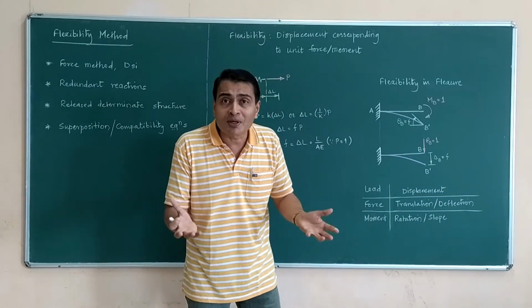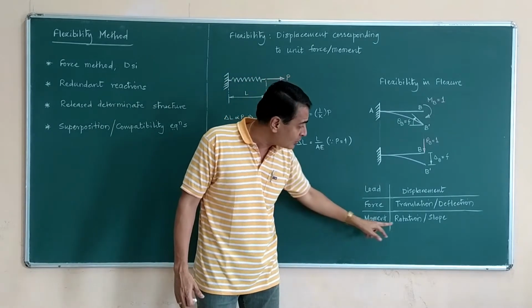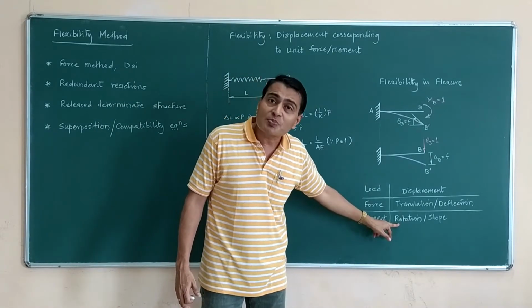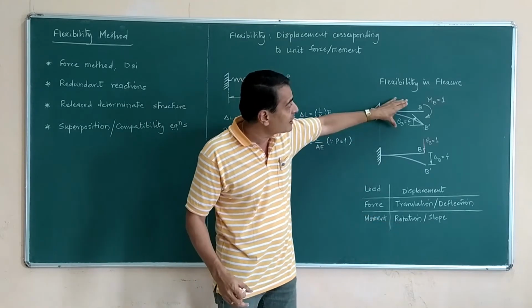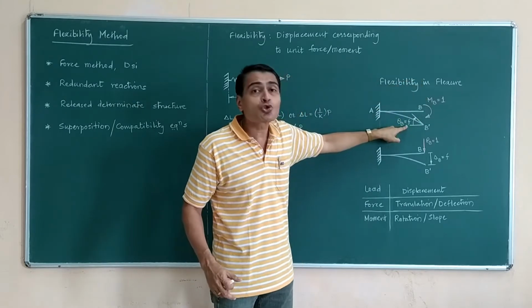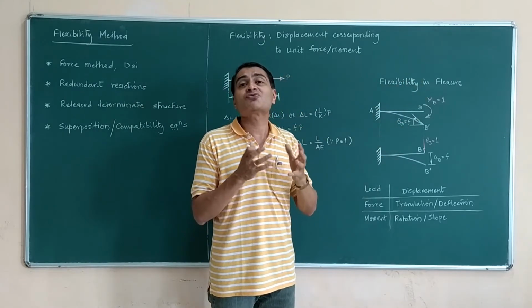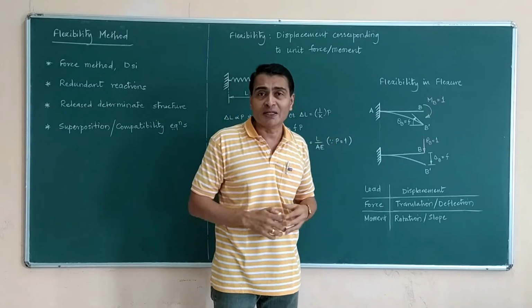Translational flexibility you may call it. And similarly, if couple moment is my load, then corresponding displacement is rotation or slope, and that is depicted in my first diagram. Since this is unity, this slope I am defining as flexibility. You may call it rotational flexibility.